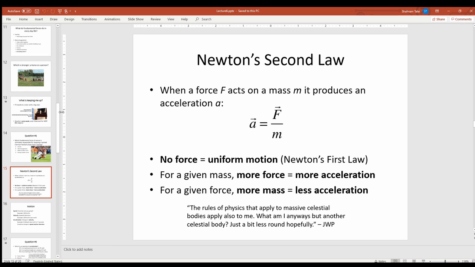It doesn't mean this object doesn't move. It means if this object doesn't move, it will stay. If this object is moving with a constant velocity, it will keep the same velocity all the time. There's no change.